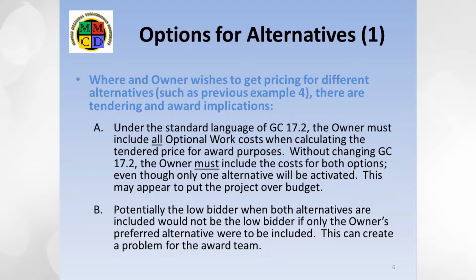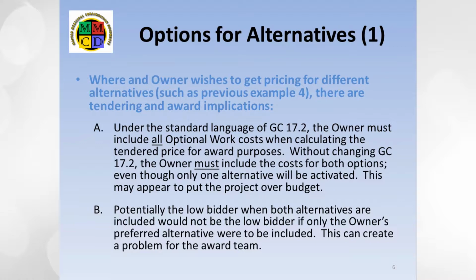Including alternatives in optional work will have additional implications. In my example 4 above, the owner wished to get pricing for 2 mutually exclusive methods or materials. This is a perfectly valid thing to do, but it does require a language change in the instructions to tenderers. With the standard language of IT 17.2, the owner would have to include the costs of both alternatives in the bottom line tender price, even though only one alternative will be chosen. This could cause the tender prices to be over budget, when in reality they might not be.